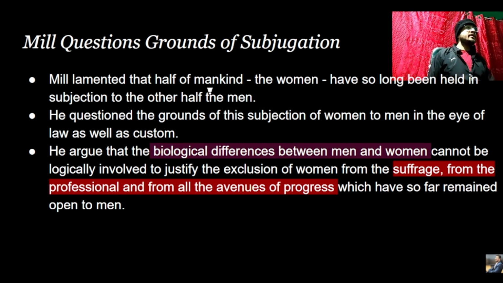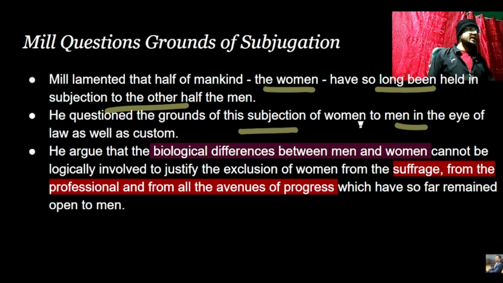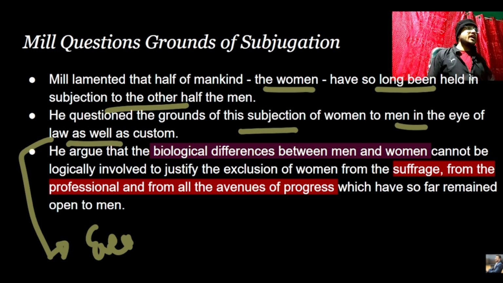Mill here lamented that half of mankind, right, the women, have so long been held in subjection to the other half, the men. Okay, so it is very true. He is lamenting this idea that half of mankind, that is women, are so long in subjection to their male counterparts. All right, he questioned the grounds of this subjection of women to men in the eye of law as well as custom, right? Why law and custom? Because in the eye of law, everyone is equal, right?